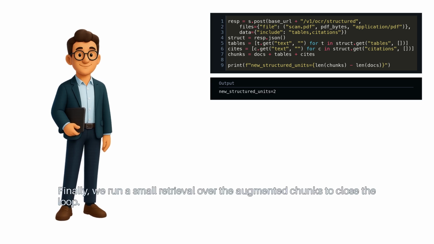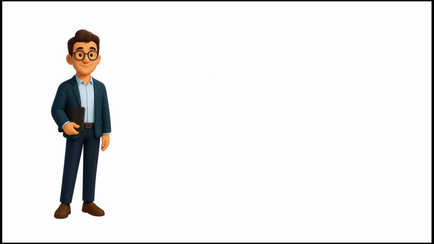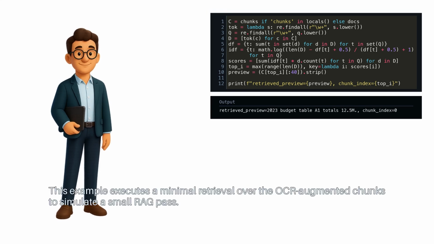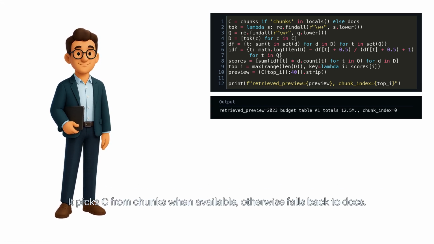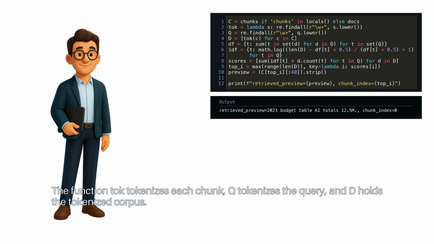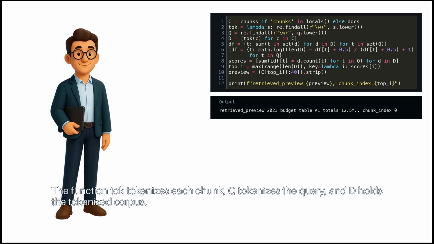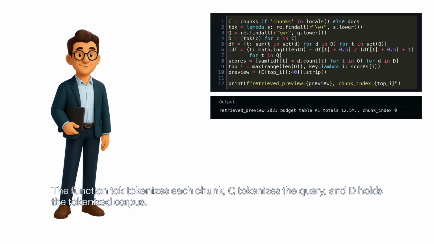Finally, we run a small retrieval over the augmented chunks to close the loop. This example executes a minimal retrieval over the OCR augmented chunks to simulate a small RAG pass. It picks C from chunks when available, otherwise falls back to docs. The function toke tokenizes each chunk. Q tokenizes the query, and D holds the tokenized corpus.